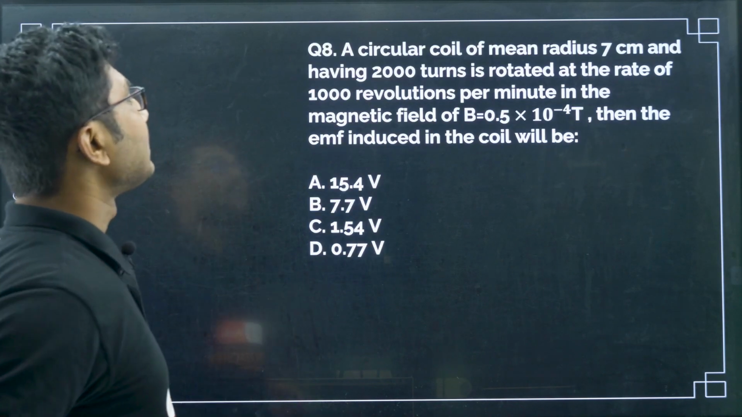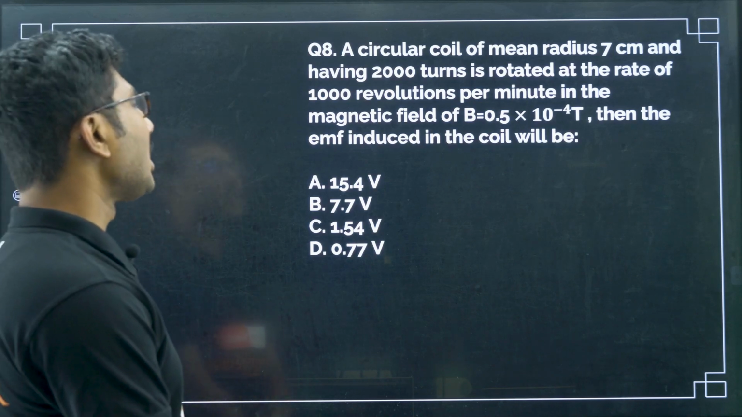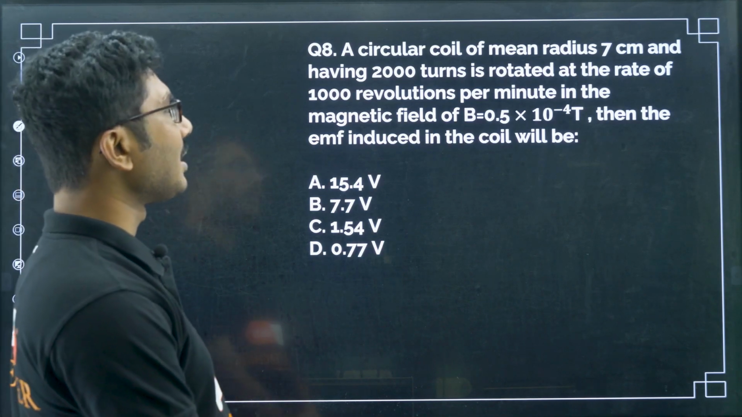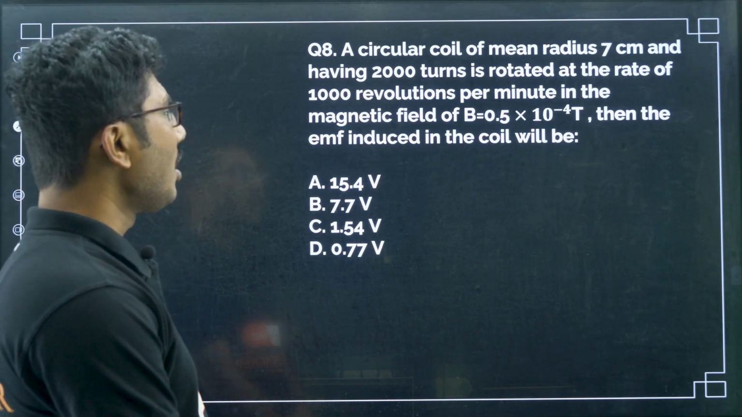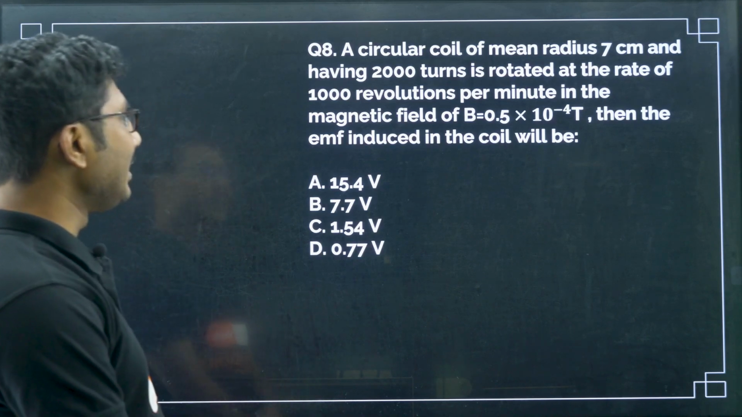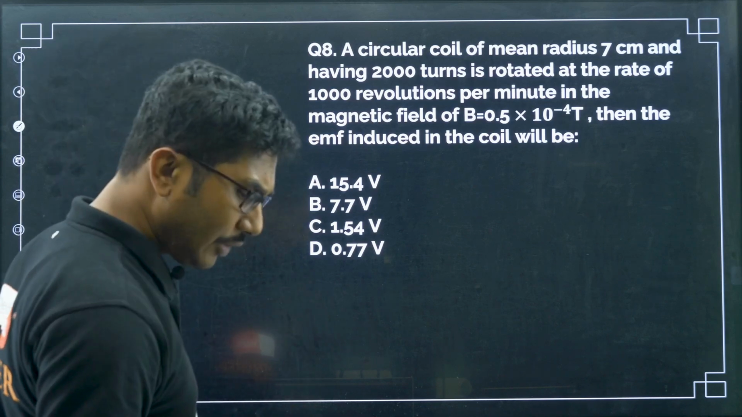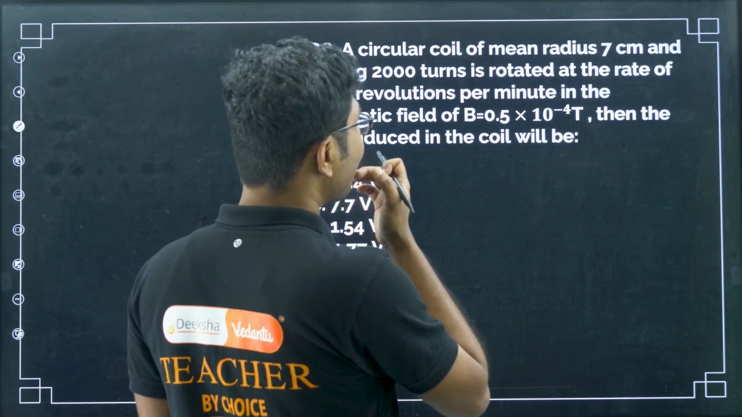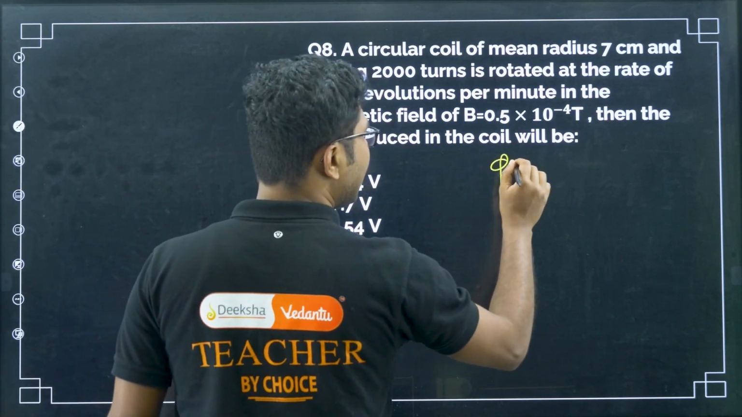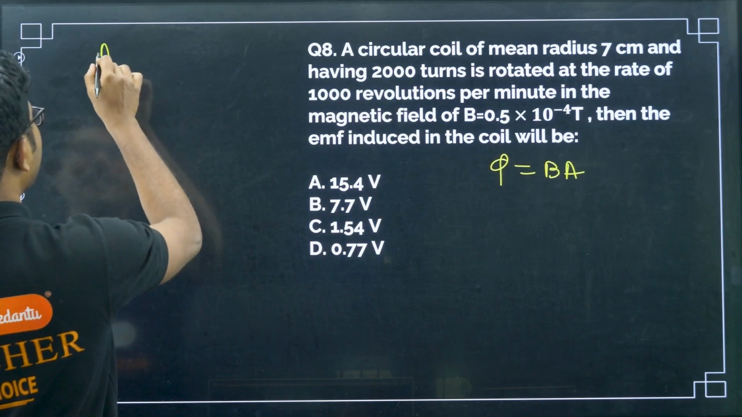Now, next, a circular coil of mean radius 7 centimeter and having 2000 turns is rotated at the rate of 1000 revolutions per minute in the magnetic field of B equal to 0.5 into 10 to the power of minus 4 Tesla. Then the induced EMF in the coil will be. So, what you have to do? First of all, you have to find the area of the circular coil. We know that phi is basically BA always, right. So, first you have to calculate the area.